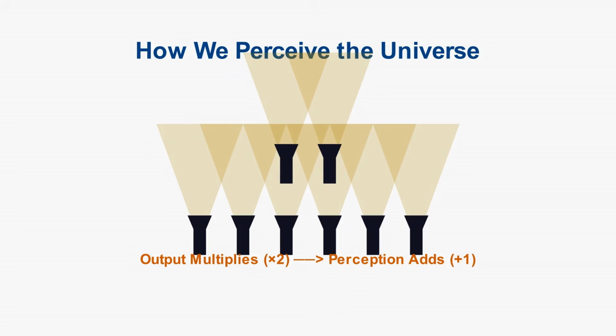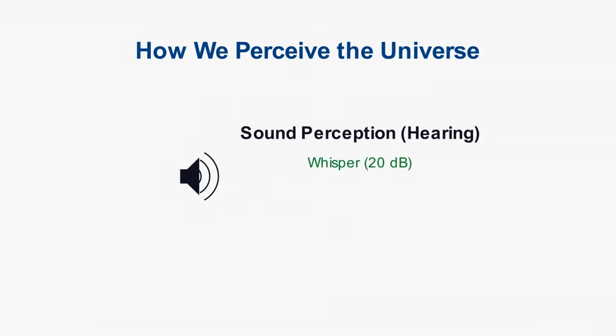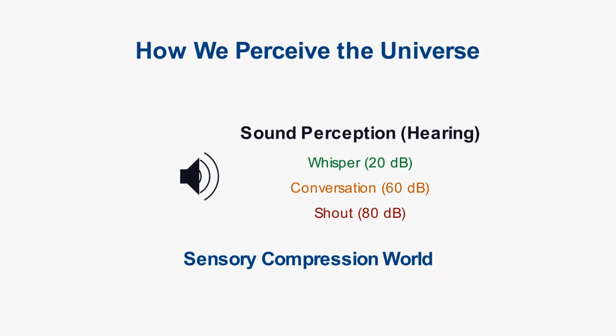We perceive it logarithmically. The same thing happens with your hearing. The difference between a whisper and a normal conversation feels similar to the difference between a conversation and a shout, even though the physical energy of the sound is thousands of times greater. Our senses are built to compress the universe so we can survive in it.